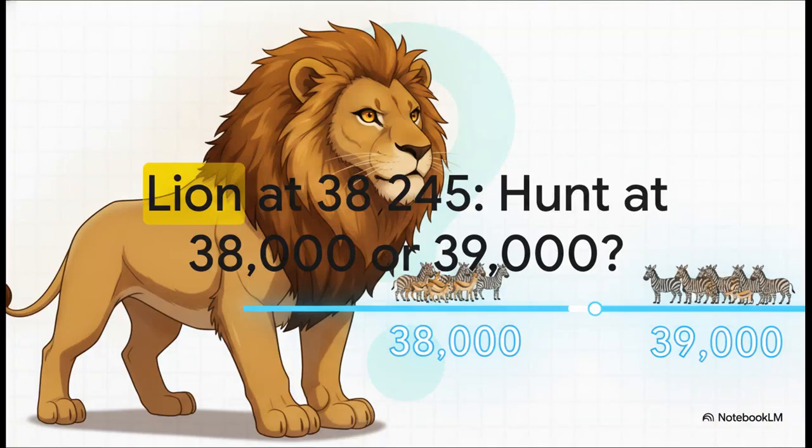All right, on to section 3, the art of rounding off. Sometimes exact, precise numbers are just total cognitive overload, and that is exactly where the vital survival skill of estimation comes in. Our source material uses a pretty brilliant scenario to demonstrate this, called the lion's dilemma.